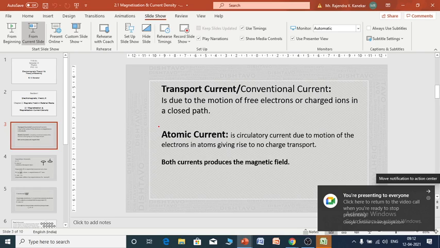material. So now we have two types of current. One is a transport current. Transport current is a current flowing in a wire or maybe in the electrolyte, and atomic current is a current produced by electrons which are orbiting. They are not free electrons. See, transport current is because of free electrons. The atomic current is not due to free electrons. Atomic current is due to the circulating electron around the nucleus. So both these currents should produce the magnetic field. So the source of magnetic field is always the current.